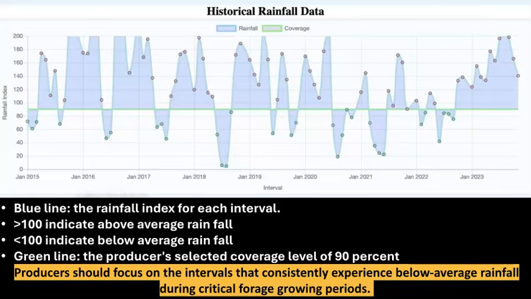This graph is useful because it helps producers identify long-term drought patterns within their grid. Producers can evaluate how often rainfall has historically fallen below their selected coverage level, and whether their chosen intervals are capturing the periods when drought risk is greatest. When using this information, producers should focus on the intervals that consistently experience below average rainfall during critical forage growing periods. Those intervals often provide the best opportunity to align PRF coverage with actual drought risk on the operation.